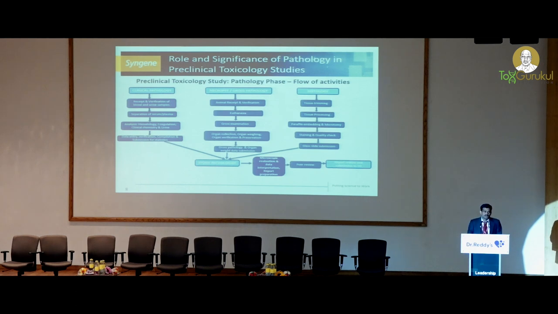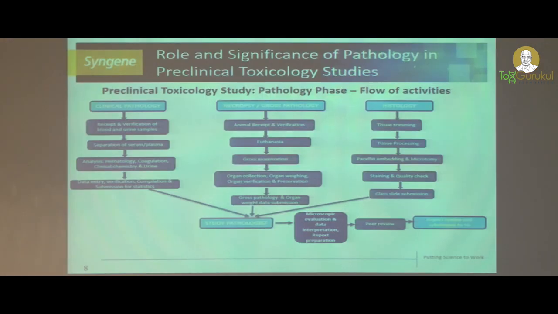Following deep anesthesia, the animals are exsanguinated to remove the blood. The animals are examined by the study pathologist for the presence of gross pathology findings, for external and internal lesions, followed by collection of the organs. The organs are weighed, and the necropsy data is again submitted to the pathologist for evaluation. After a sufficient period of fixation, the samples are taken for processing.